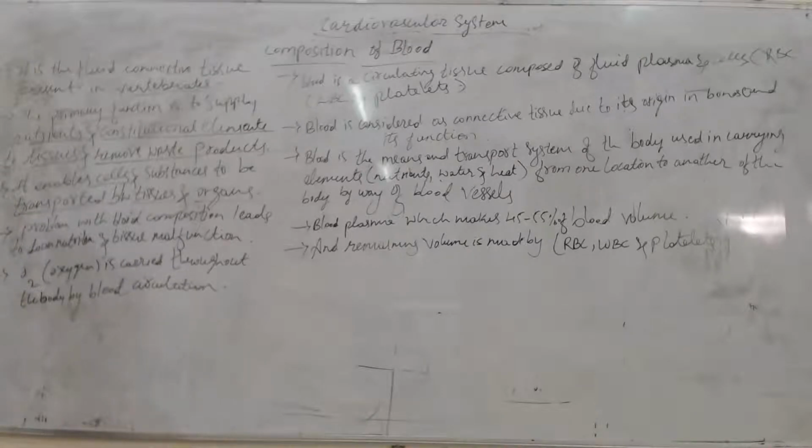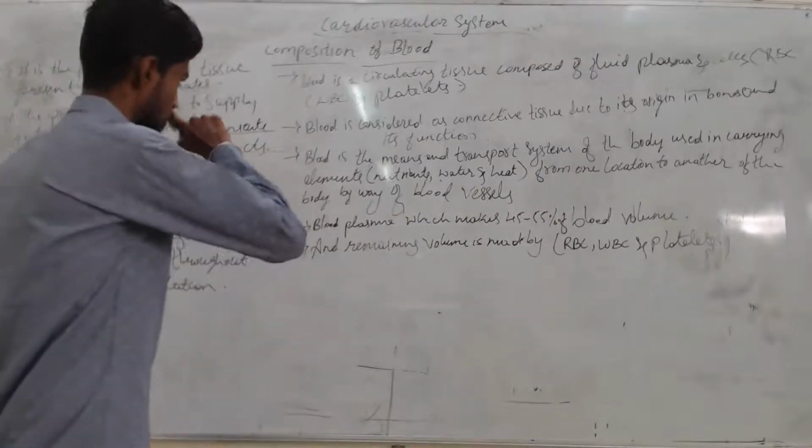The problem with the blood composition leads to down nutrition and tissue malfunctioning. It means that if the essential nutrients are not supplied in a particular manner, malnutrition or tissue malfunctioning can occur. And the oxygen, O2, is carried throughout the body by the blood circulation.